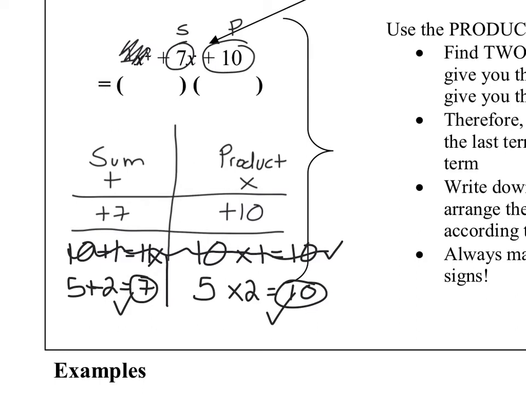Now for the easy part. Whenever we're factoring with this method of sum and product, we're going to go back to the top here. We're going to make two brackets. We're always going to write x first. And then we're going to fill it in with our numbers that we solve for. And it doesn't matter the order that we put these numbers in, okay? So I'm going to put positive 5 first, just because I wrote it first, and positive 2 second. And we're done. That's sum and product.